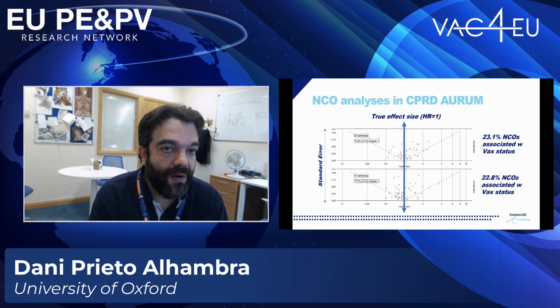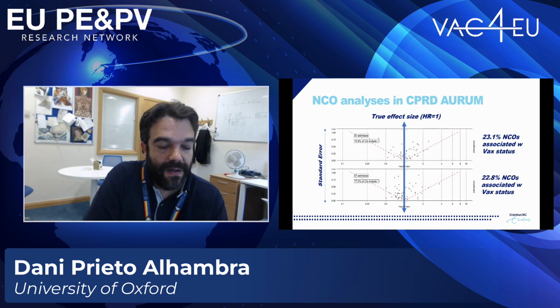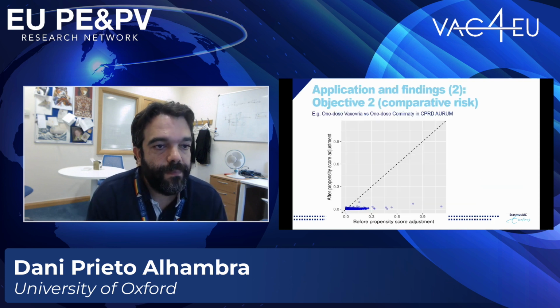In this particular example that I'm covering, we had just over 20% of the negative control outcomes associated with vaccination status in both cases. So we deemed this to be evidence of unresolved confounding, and we did not go ahead with the analysis of vaccinated versus unvaccinated in this instance. Next slide, please.